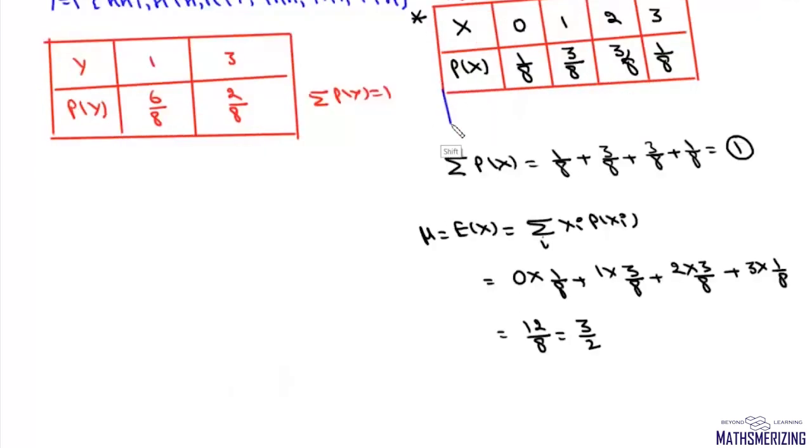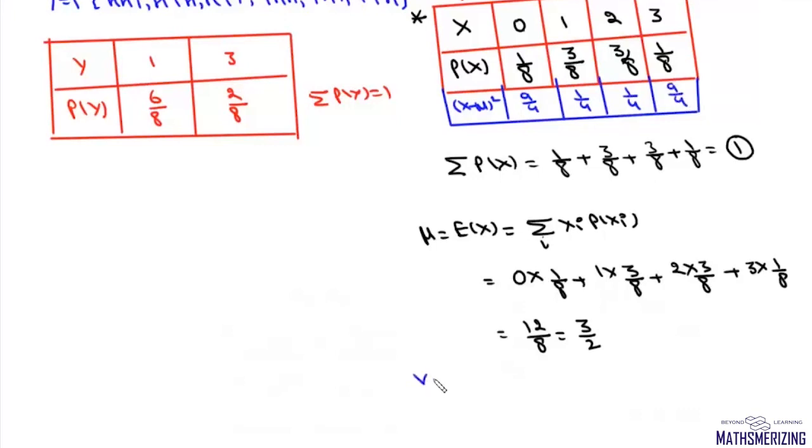Now once we have this mean, we have to calculate its variance. We'll calculate its variance in two ways. Here the value of mu is 3 by 2, so we'll make this table, x minus mu square. This is 0 minus 3 by 2 square, so it will be 9 by 4. 1 minus 3 by 2 is minus 1 by 2. Minus 1 by 2 square is 1 by 4. Now 2 minus 3 by 2 is 1 by 2. 1 by 2 square is again 1 by 4. And 3 minus 3 by 2 is 3 by 2. And 3 by 2 square is 9 by 4.